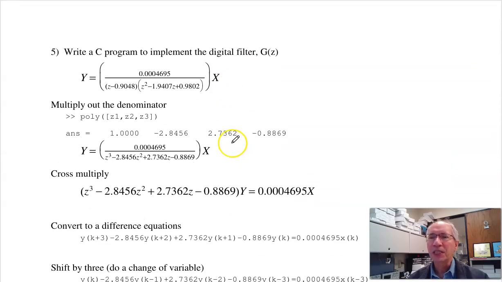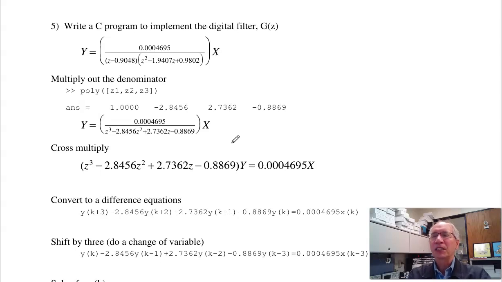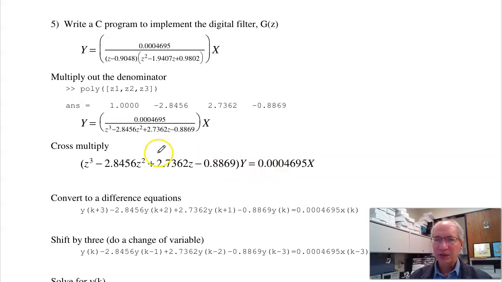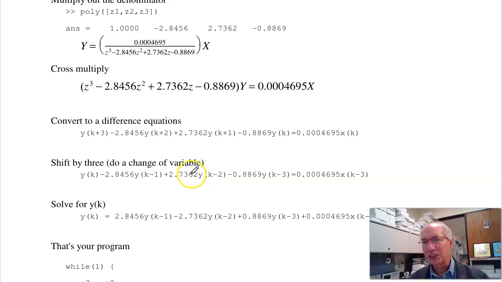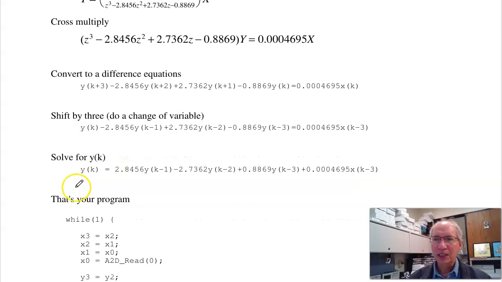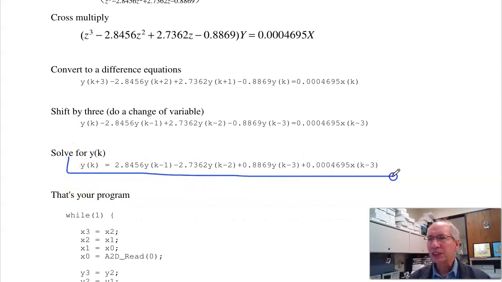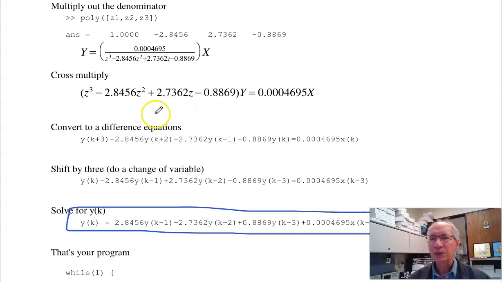Now the reason we're doing that is once I have the filter in the z-plane, implementing it in software is really easy. Here's my filter. One way to implement it is multiply out the polynomial, cross multiply, find the difference equation, do a time shift to make it causal, solve for y of k. Here's the difference equation that corresponds to this filter.